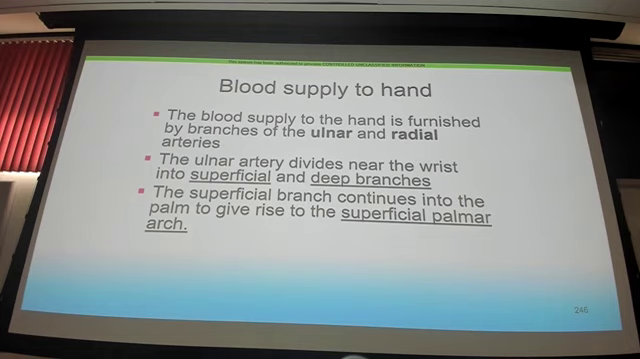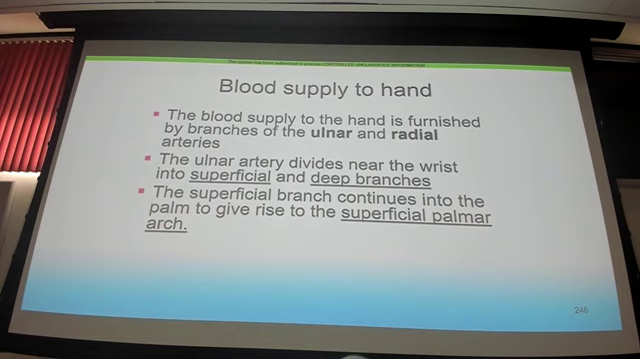Blood supply to the hand has ulnar and radial arteries, we said. I do not want you to study any other branches of arterial supply to the hand, other than the fact that you have a radial and an ulnar artery that enter the hand. Now, I put in some extra information. The ulnar artery divides into superficial and deep branches. That's as far as I want to go with it.